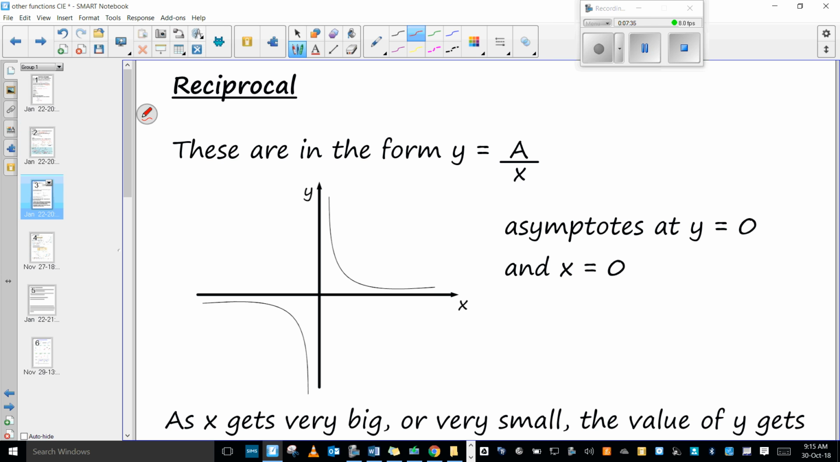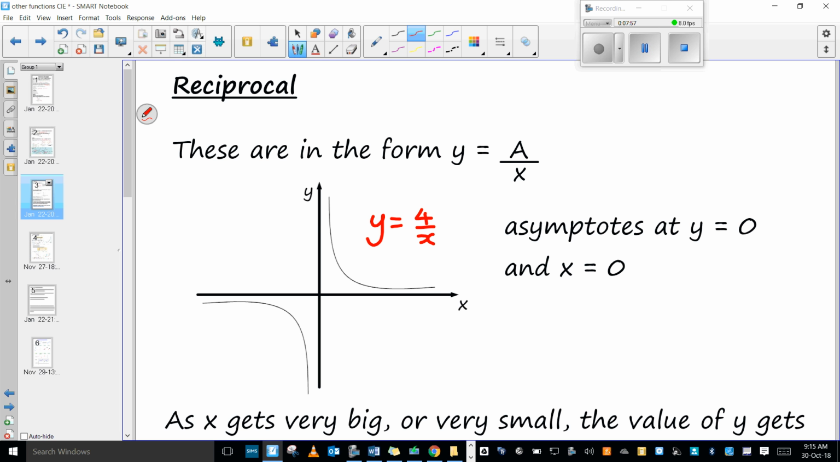Reciprocal graphs. We haven't looked at these at all, no? Okay, reciprocal graphs will look like this. They've got two branches. Okay? Your basic graph would be where this here would be a number. So for example, this could be the graph of y equals 4 over x.